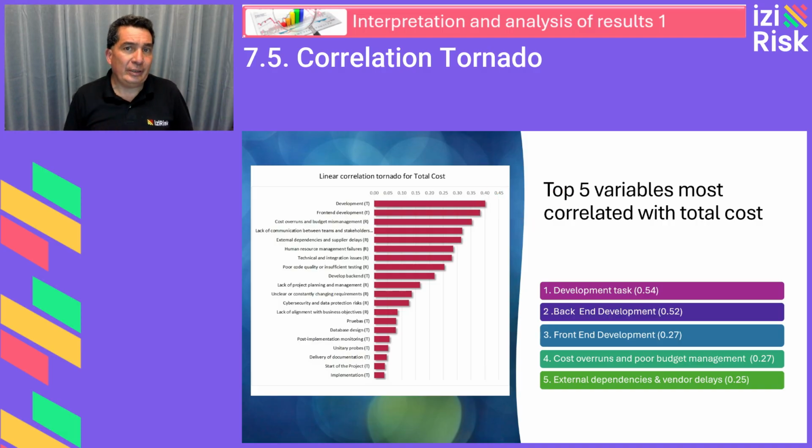Still worth monitoring. Number 4, a risk of cost overruns and poor budget management. Correlation coefficient of also 0.27. This risk shares the same correlation level as front-end development, making it a key focus area. Number 5, risks from external dependencies and vendor delays. 0.25 correlation coefficient. This factor also has a clear influence. Delays in supplies or third-party services can seriously compromise final project costs.